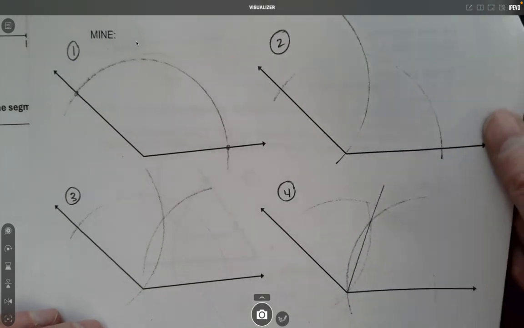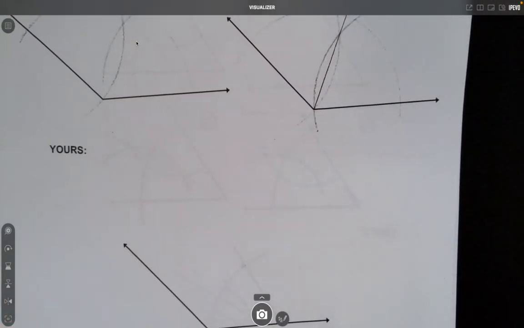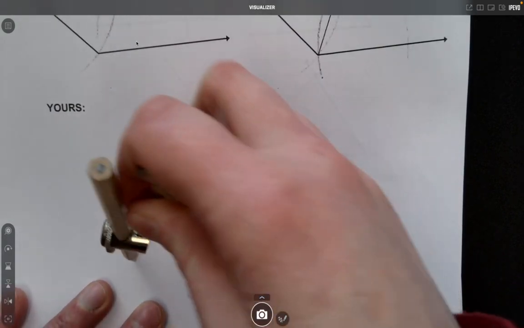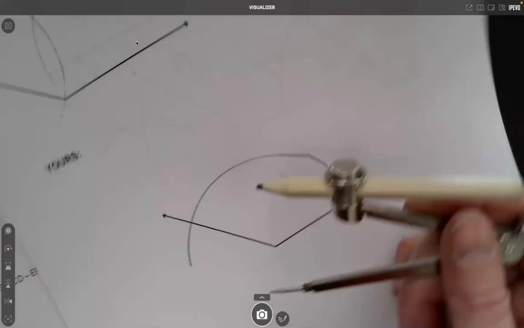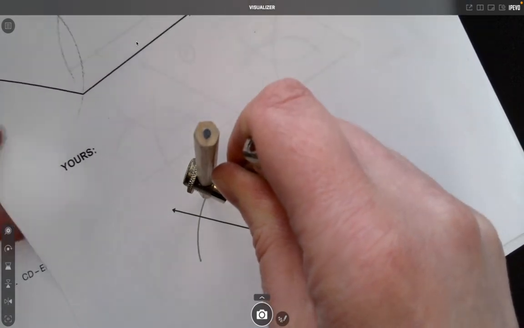So let's try. So first thing you're going to do is make an arc that crosses both rays. So let me look at my compass. I think about like this will work. Needs to cross it in 2 places. It got a little bit wonky there. Sometimes it's better to turn your paper instead of your compass. So let's try that.